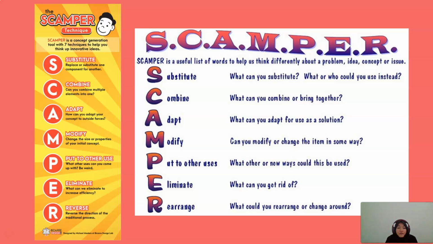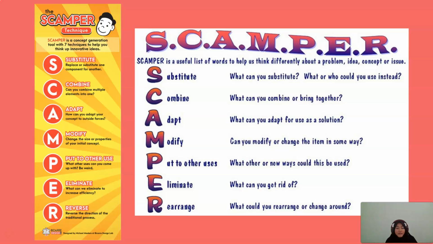Put to other use. What other uses can you come up with? What other components can you put together to propose a very great idea? Eliminate. What can we eliminate to increase efficiency? What can you get rid of? Rearrange. What could you rearrange or change around? Reverse the direction, or rearrange in another way.